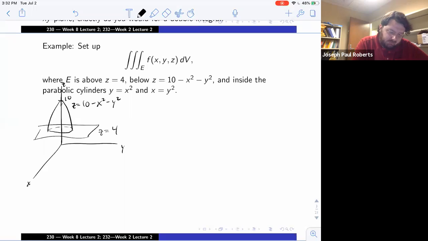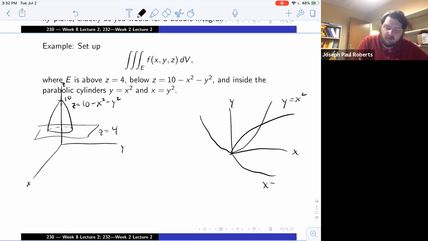Like I said, I'm a little bit scared to draw this, but if we think about what's going on in this xy plane shadow, y equals x squared is this parabola, x equals y squared is that parabola. And essentially you want to think about these parabolic cylinders as all the cross sections perpendicular to the z-axis being the same parabolas. So you have these parabolic cylinders that kind of go up like that. And essentially that's just telling us our shadow D.